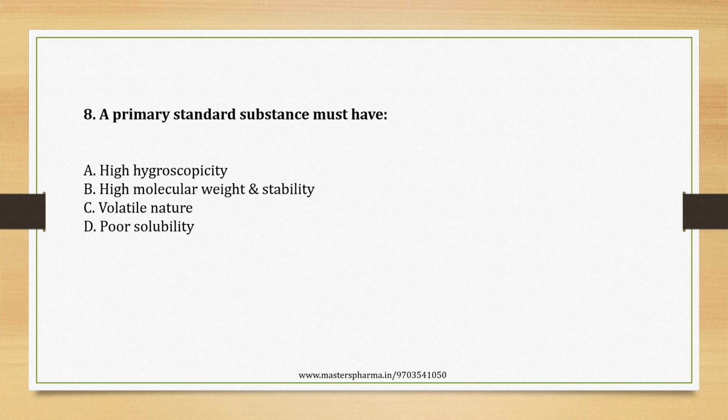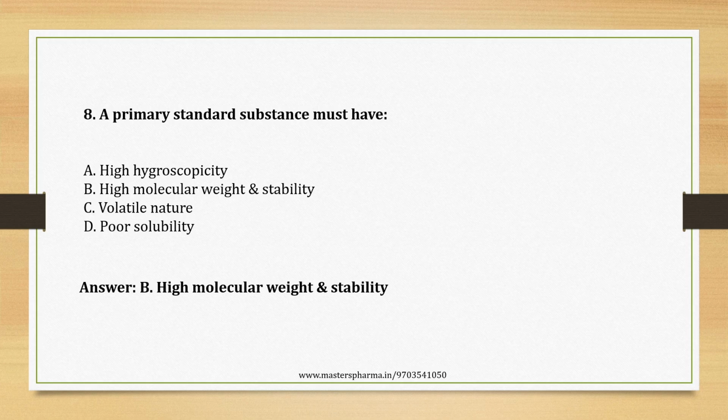The next question. A primary standard substance must have: high hygroscopicity, high molecular weight and stability, volatile nature, or poor solubility. The correct option is option B, high molecular weight and stability.